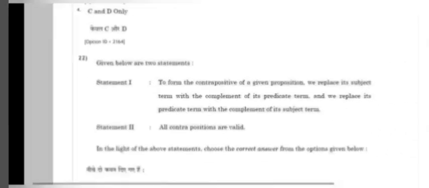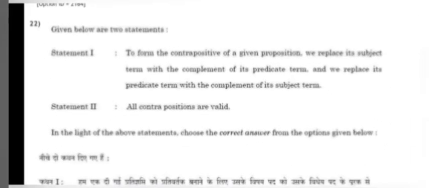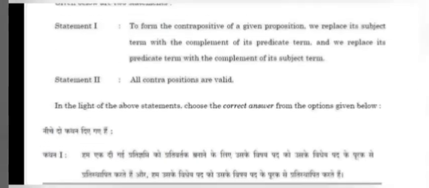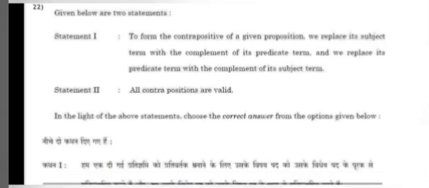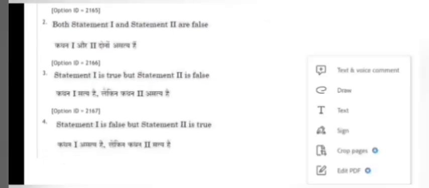Next, given below are two statements. One says, to form the contrapositive of a given proposition, we replace its subject term with the complement of its predicate term, and we replace its predicate term with the complement of its subject term. Two says all contrapositions are valid. Now choose one. Okay, if we choose, then 1 is true, 2 is false will be correct.